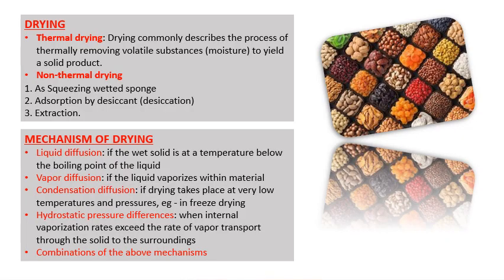Drying is of two types, that is thermal drying and non-thermal drying. In thermal drying, heat is used to evaporate the moisture content from the food, and in non-thermal processes we have squeezing, adsorption by desiccant, and extraction. These are the three methods under non-thermal drying.